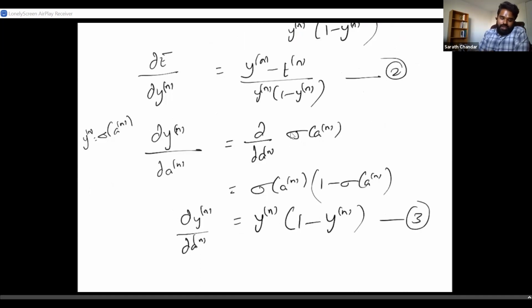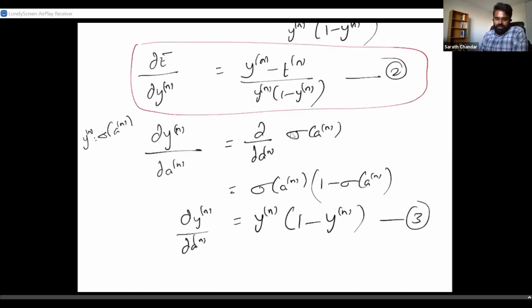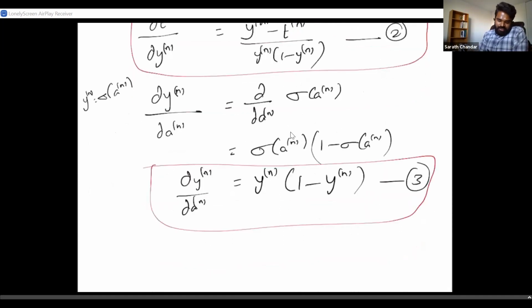So far we have computed the first and second parts of the chain rule. The third part of the chain rule is really easy, which is dou an divided by dou W, the final part. Again, remember that a of n is given by W transpose x. So when you differentiate W transpose x with respect to W, you get x. Let's call this equation 4.